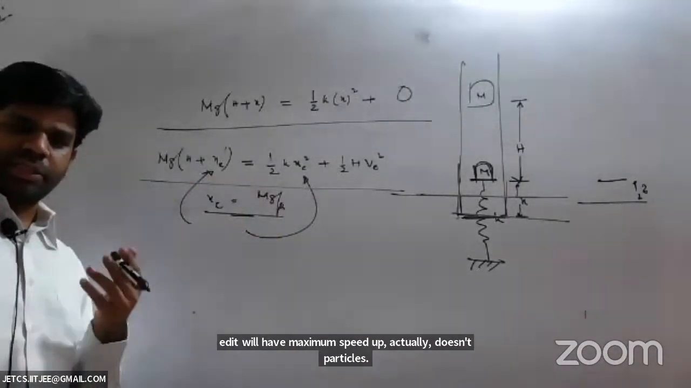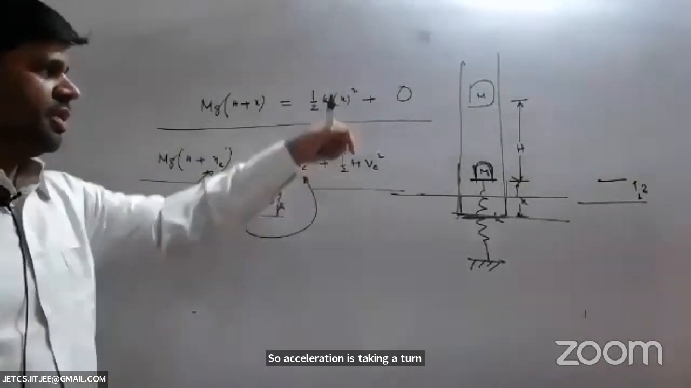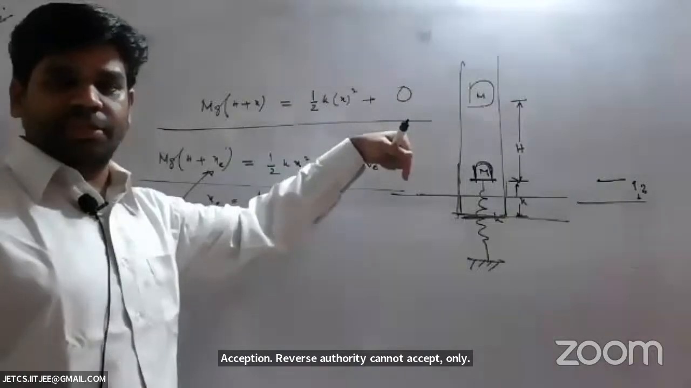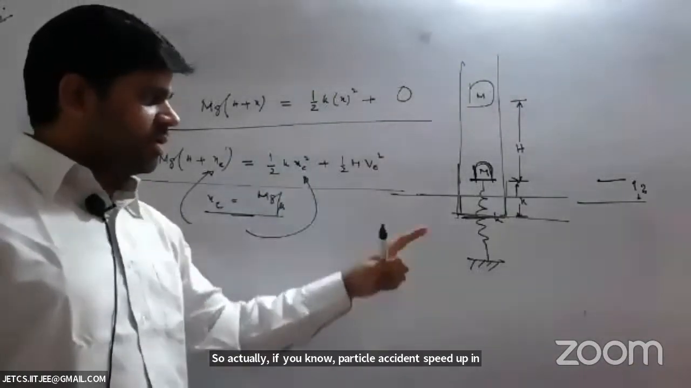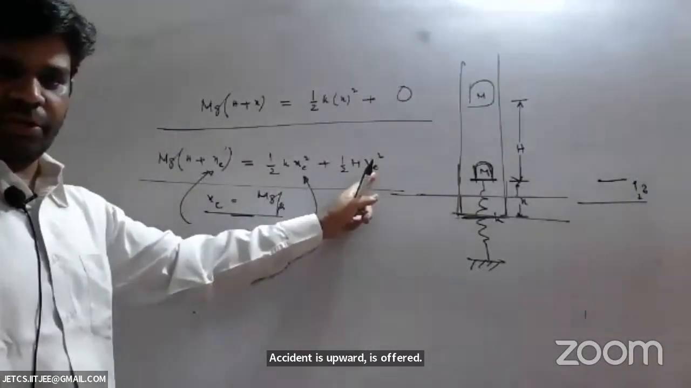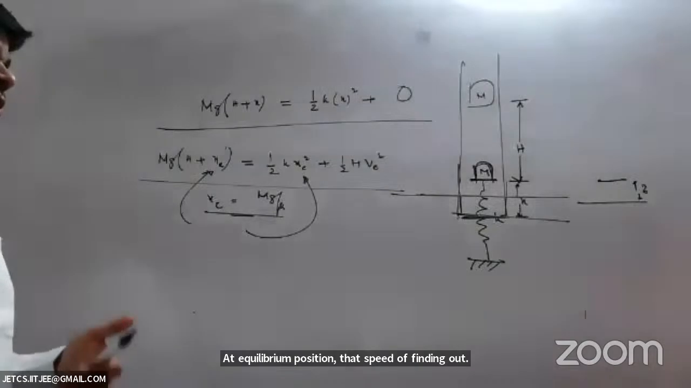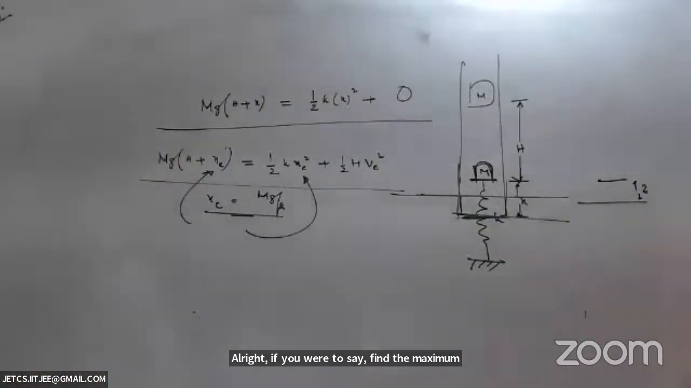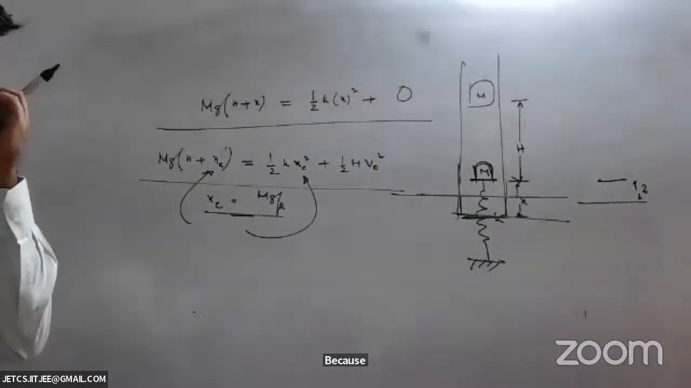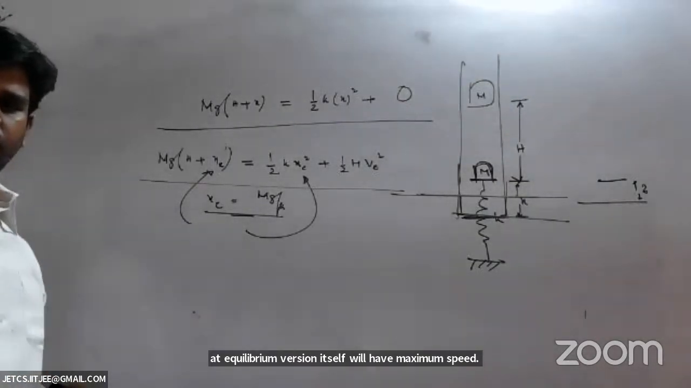So acceleration is taking a turn. Acceleration reverses. Acceleration was downward, now acceleration will be upward. So as long as acceleration is downward, the particle accelerated, sped up. Then it will start retarding. Acceleration is upward, net force is upward. So maximum speed will be at ve, at equilibrium position. That speed we are finding out. All right, if you were asked to find the maximum speed, same equation. Find the speed at equilibrium position, same equation. Because at the equilibrium position itself, we'll have maximum speed. All right, I'll go for the next one.